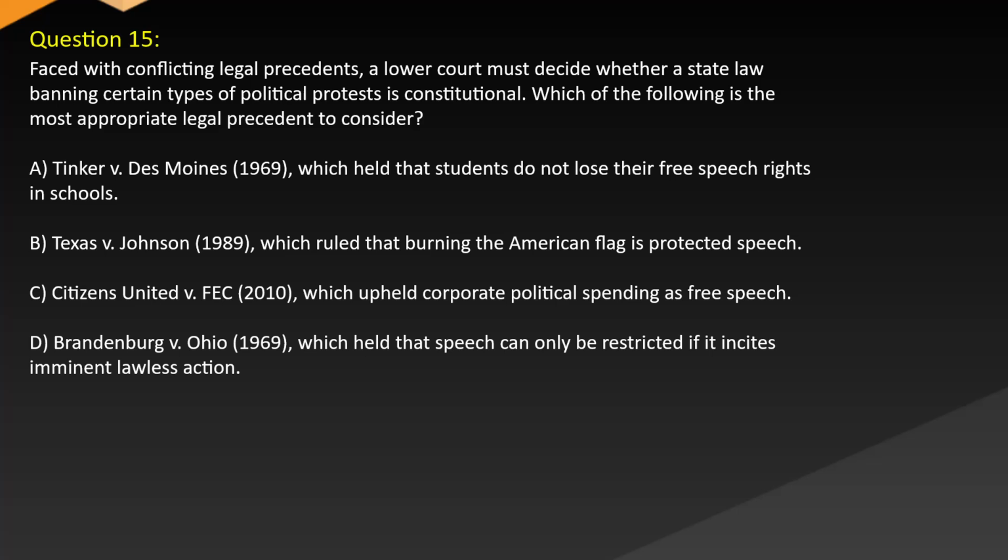Which of the following is the most appropriate legal precedent to consider? A. Tinker v. Des Moines, 1969, which held that students do not lose their free speech rights in schools. B. Texas v. Johnson, 1989, which ruled that burning the American flag is protected speech. C. Citizens United v. FEC, 2010, which upheld corporate political spending as free speech. D. Brandenburg v. Ohio, 1969, which held that speech can only be restricted if it incites imminent lawless action.